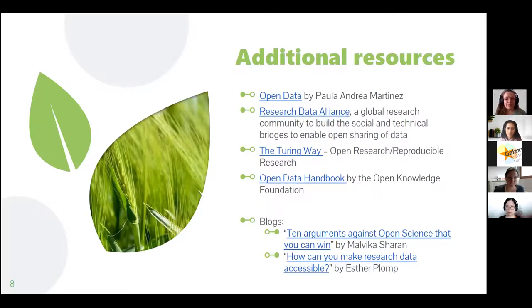Of course, the Turing Way has already been highlighted, but it has an open research or reproducible research chapter. So you can also find more information there. And the Open Data Handbook by the Open Knowledge Foundation. And then if you're running out of time and you don't want to read full data books and presentations and all these things, I listed two blogs. 10 Arguments Against Open Science That You Can Win by Movika. And I'm not necessarily saying that you need to be an open data evangelist, but if you're hesitant about sharing your data, this is also a good blog to read and to maybe reconsider why you're hesitant about this.